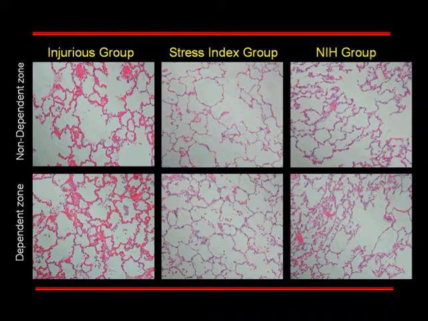But what was very interesting to us was to see that in the NIH group, the dependent zone was affected by a sort of presence of ventilator-induced lung injury, and only the stress index group was able to also protect the dependent zone from ventilator-induced lung injury.